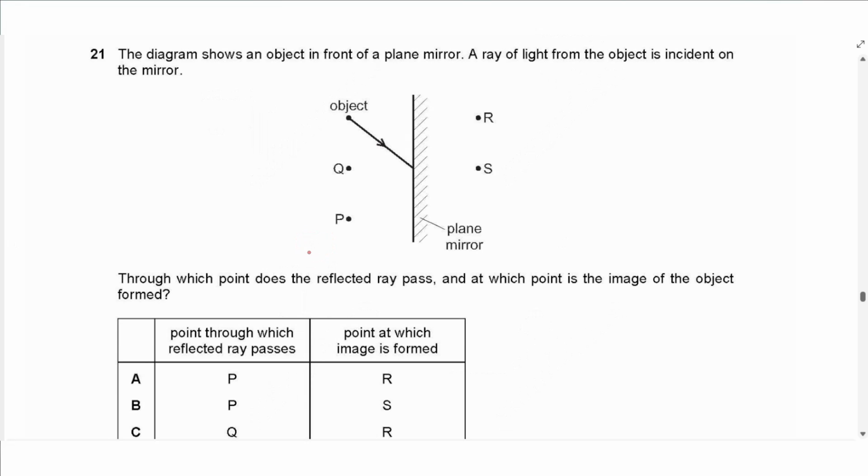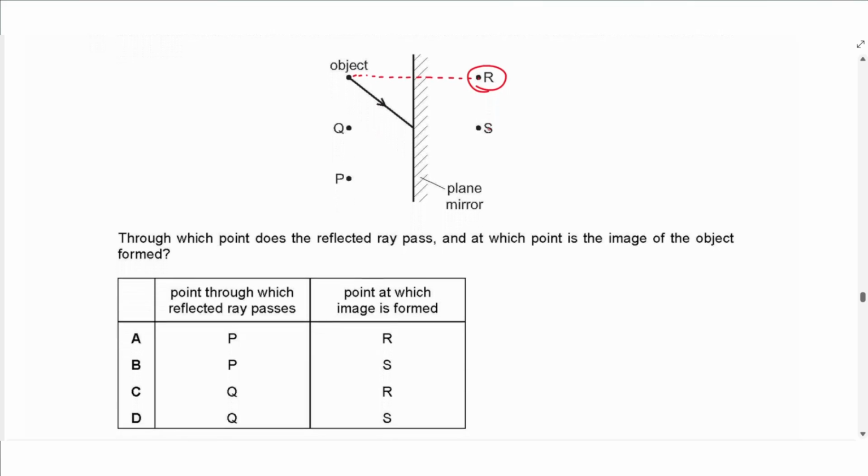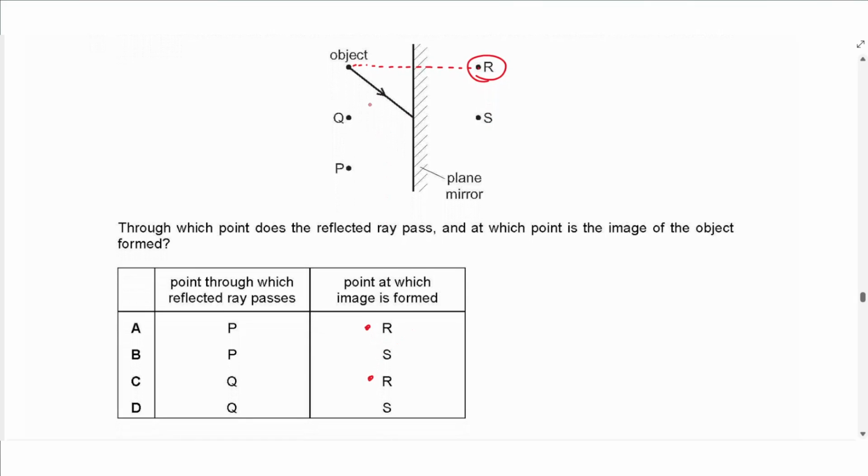Question 21 says the diagram shows an object in front of a plane mirror. A ray of light from the object is incident on the mirror. Through which point does the reflected ray pass and at which point is the image of the object formed? So the image of an object in a plane mirror is always right in front of the object at the same distance, so it is R. So the point of the image is R. And the ray reflects from this point, so this is a normal. If we calculate the angle here and here, the reflected ray will pass through point P. So these are the choices, and the correct one here is A.